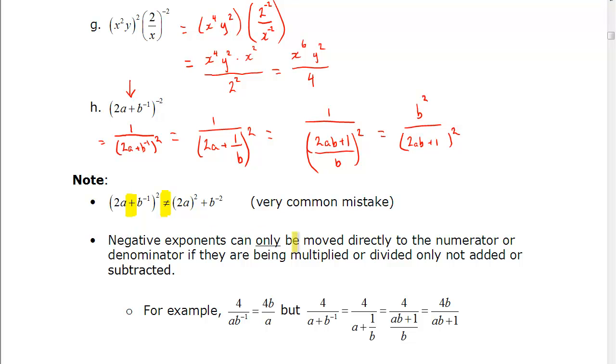And also, negative exponents can only be moved directly to the numerator or denominator when they're being multiplied or divided, not if we're adding or subtracting. So for example, 4 over a b to the minus 1, the b can come up because everything is multiplied or divided. In the next example, this b here is added to something else. It's a term, not a factor, if you can keep those ideas in your head. So we can't just bring that up directly. We have to write it as 1 over b. And then we continue with the same sort of simplification as we just did with question H above.